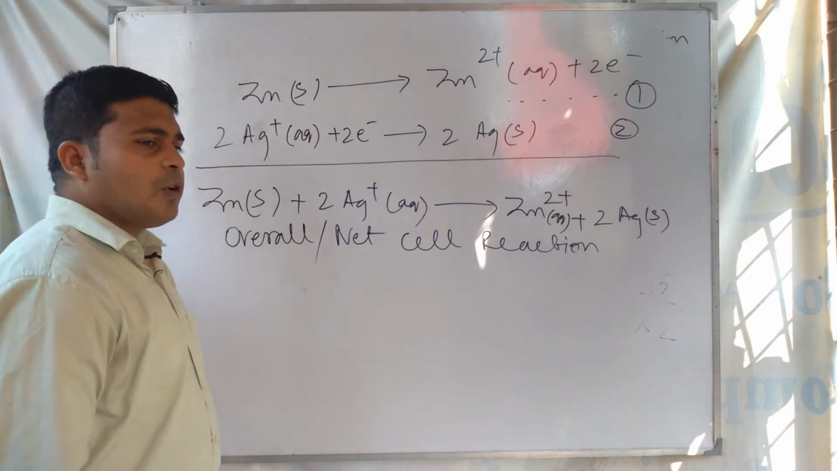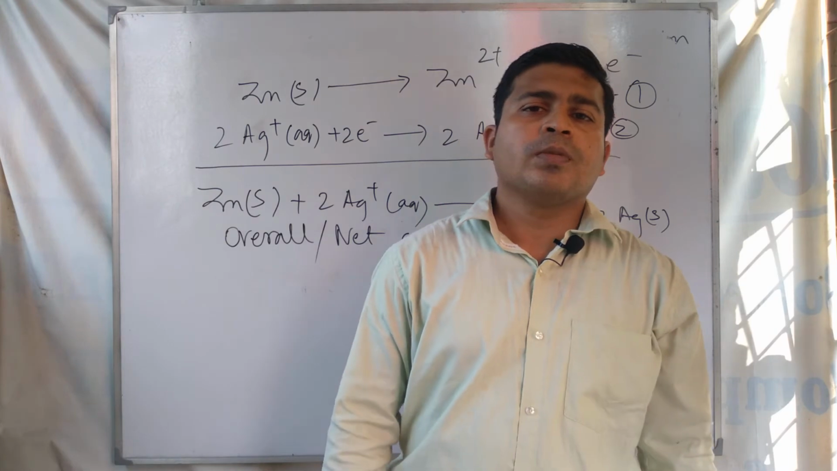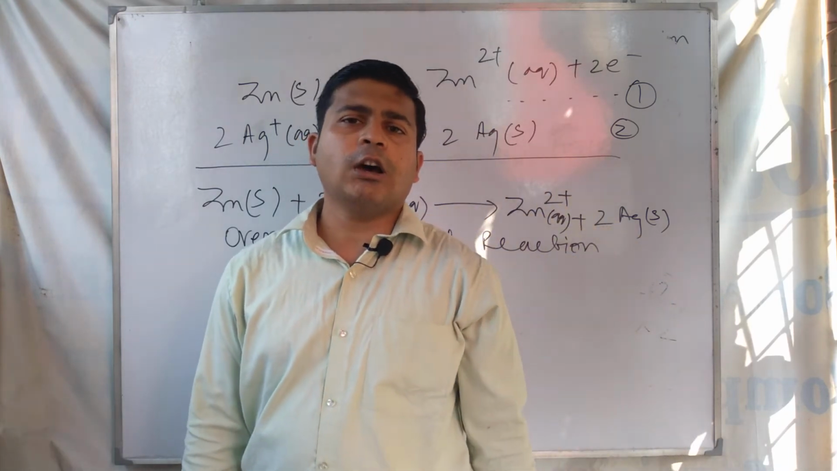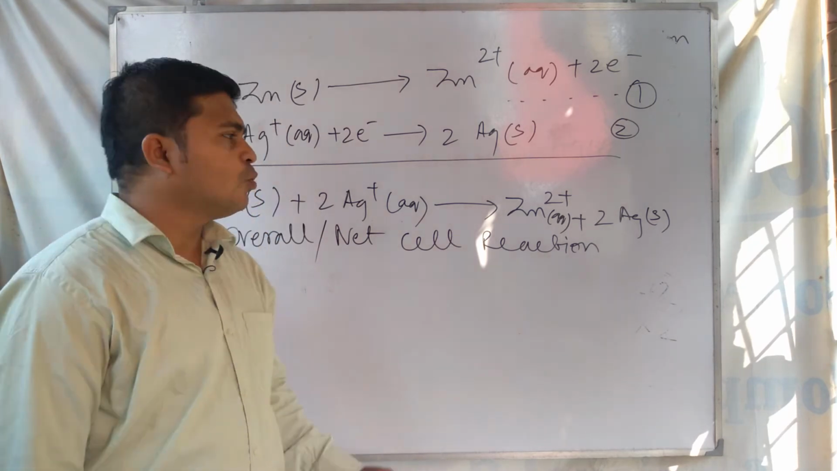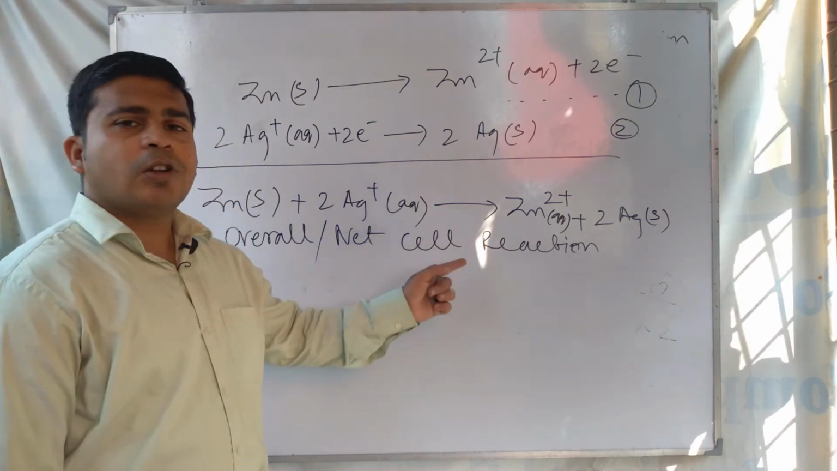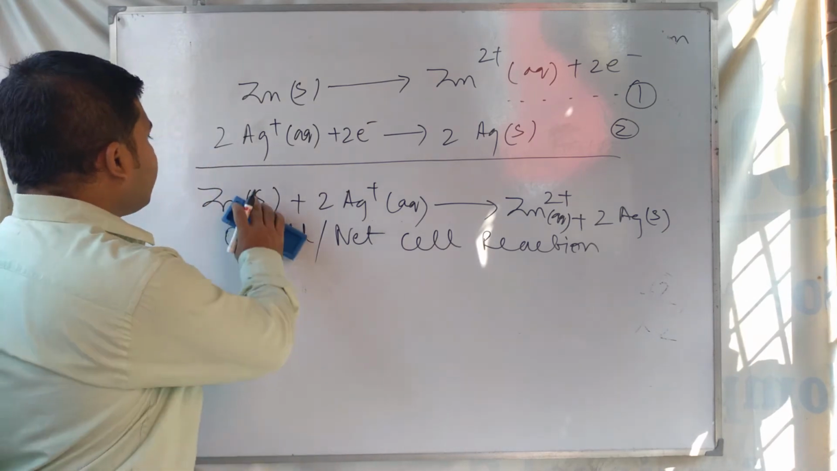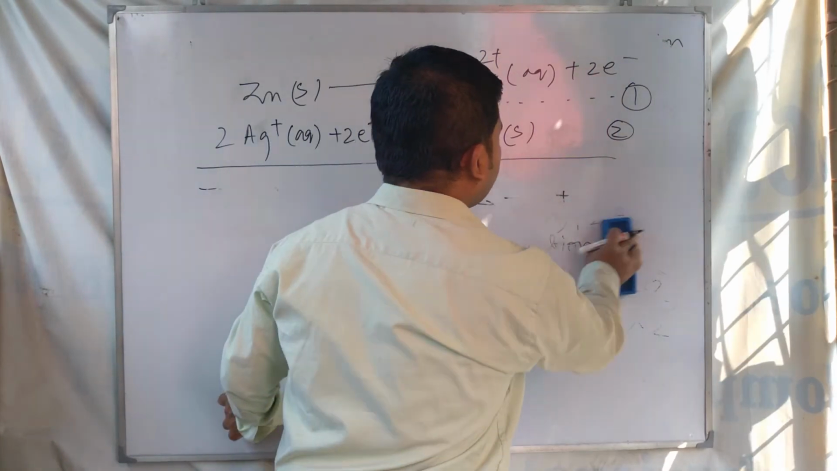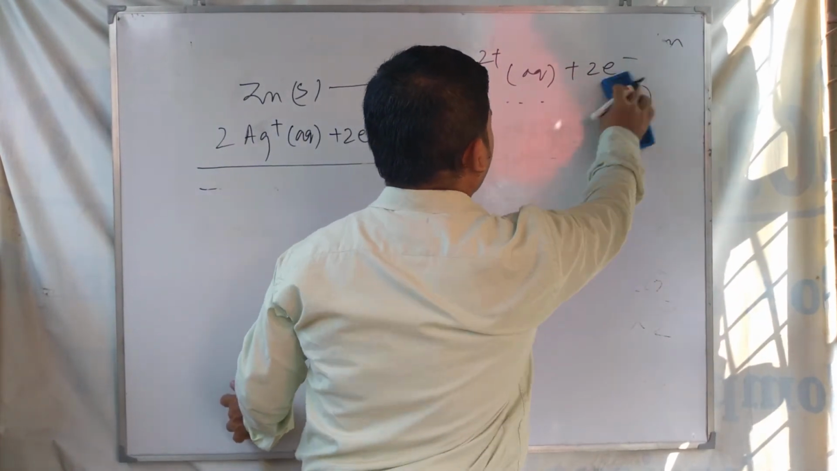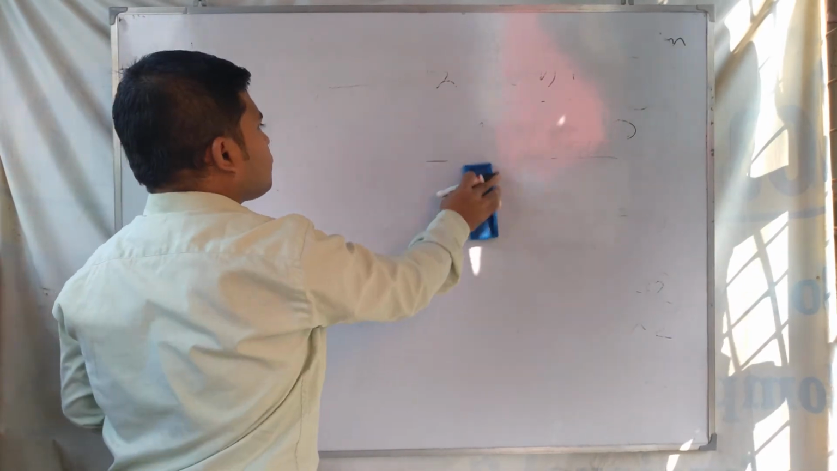So in this way you can find the half cell reactions and net cell reactions. This is very important to calculate the cell EMF. For that you must understand the overall cell reaction and half cell reactions. So we take another example for writing the half cell reactions and the overall or net cell reactions.